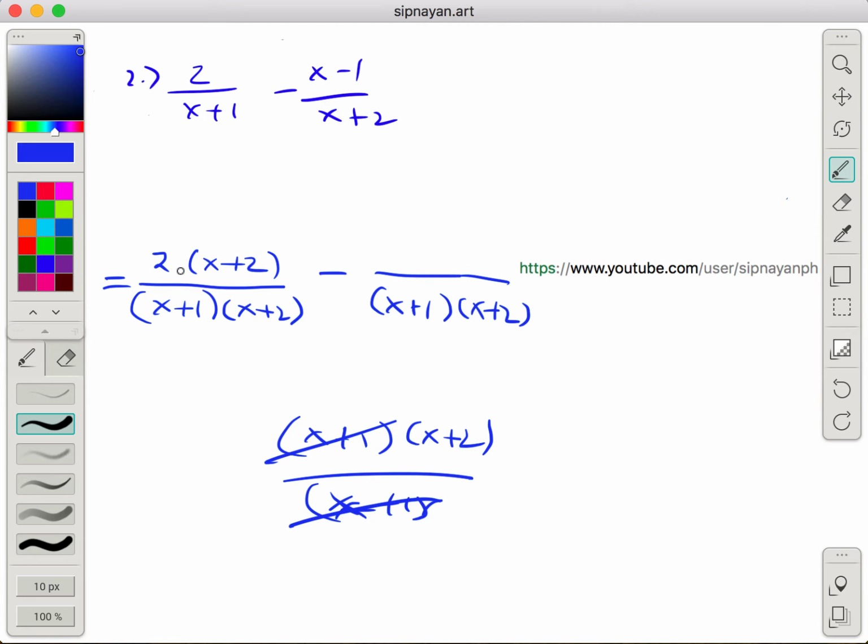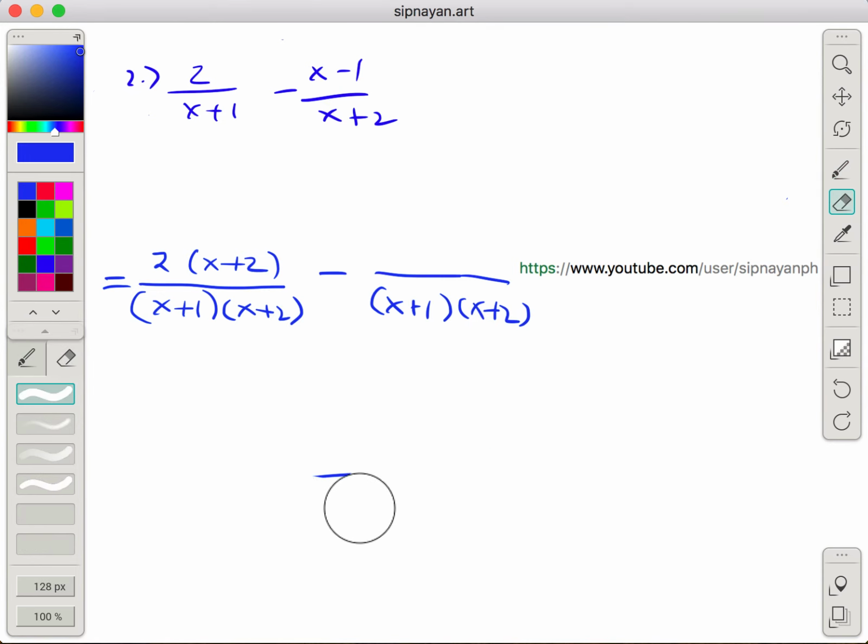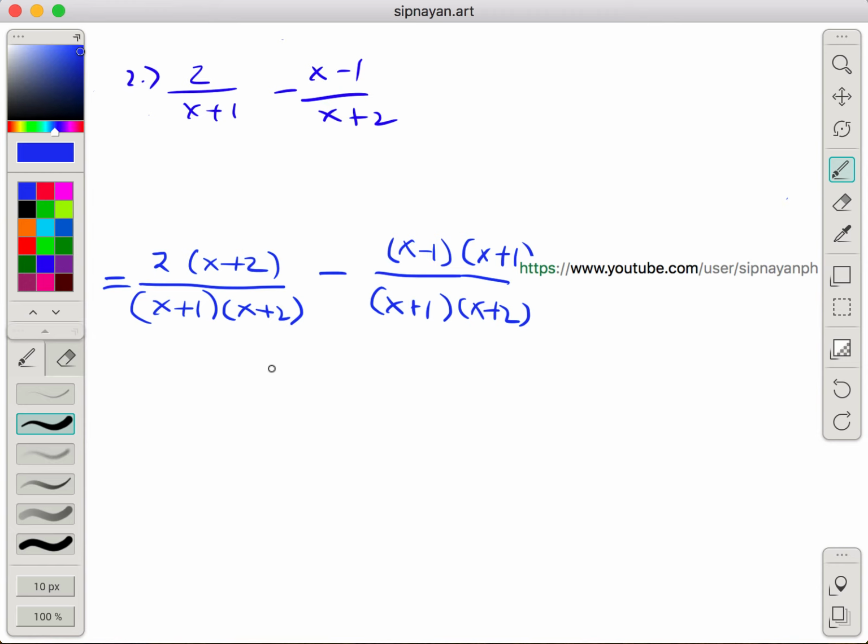So, meron kang 2 sa taas. So, you multiply also. 2 times x plus 2. And then, yung x plus 1 times x plus 2 divided by x plus 2. Ang matitira naman yung x plus 1, syempre. Multiplied by x minus 1. So, this is x minus 1. Tsaka x plus 1. Okay?